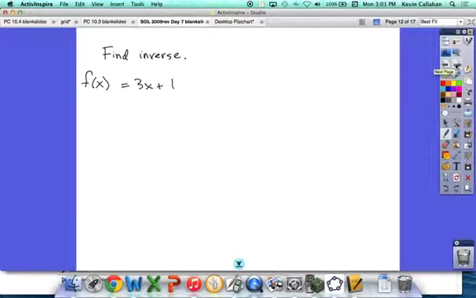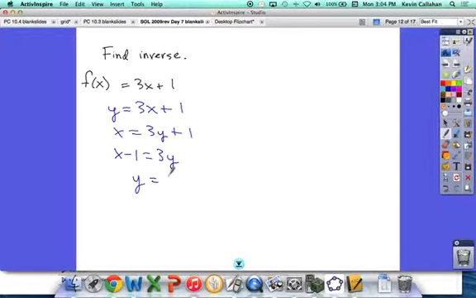Example. F of x equals 3x plus 1. First step, make it a y. Second step, switch them. By doing that, y is not isolated anymore. So what are you going to have to do to isolate the y? Subtract 1, divide by 3. X minus 1 equals 3y. Y equals x minus 1 over 3. So f to the minus 1 of x equals x minus 1 over 3.